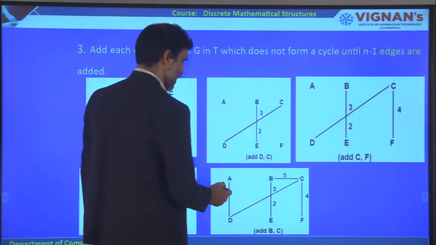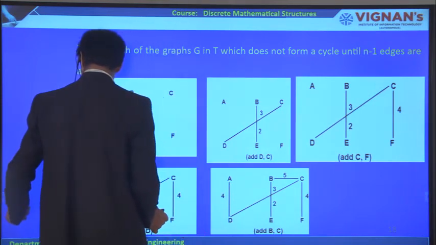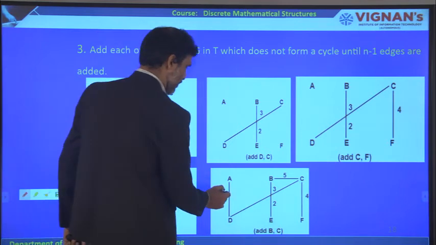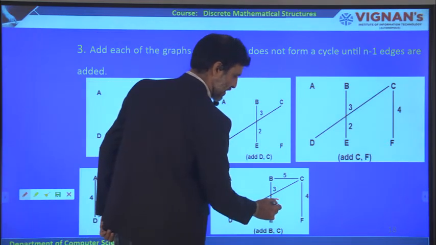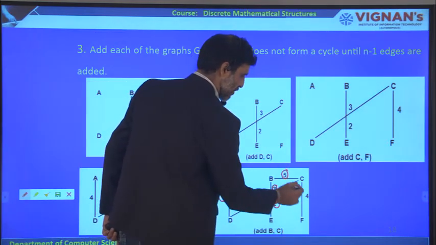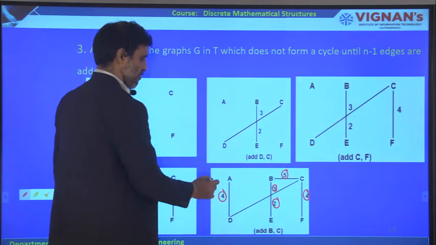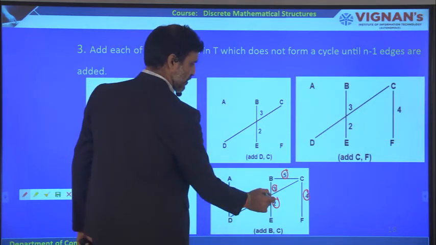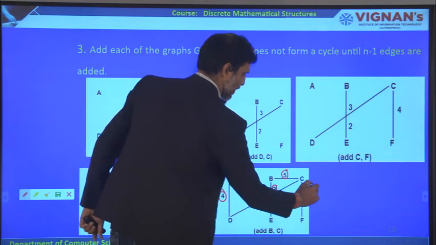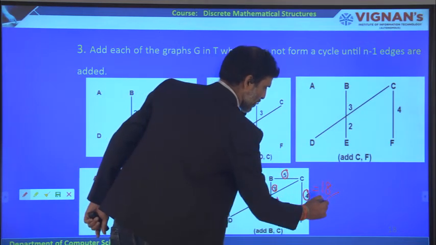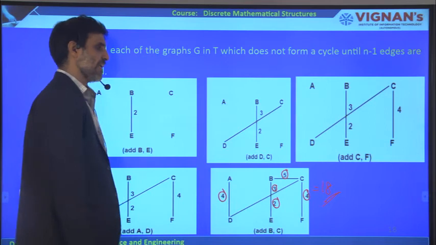Now what is the total cost? The total cost is the sum of the what? Weights of all the given edges presented here. So this is the sum of the weights: 4 plus 3, 7 plus 2, 9 plus 5, 14 plus 4, 18. The total cost, the minimized cost, is now 18.